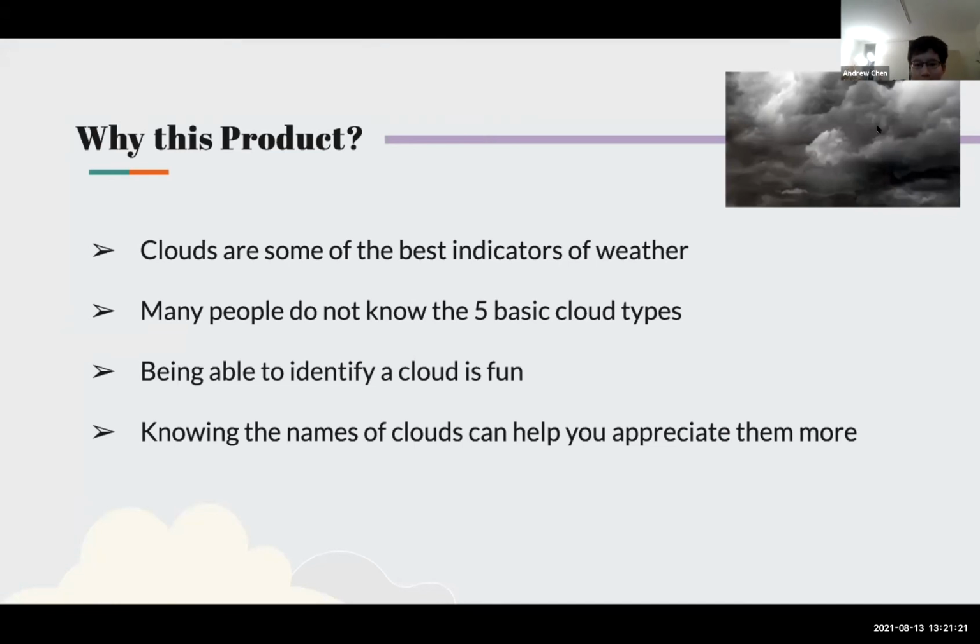Next, many people simply don't know about the five basic cloud types. I'm sure we've all learned about this in 2nd or 3rd grade, but getting back to knowing it is part of the fun and also helps you appreciate it because you know the name of it, and being able to identify the cloud is also part of the fun. Lastly, knowing the names of the clouds can help you not only appreciate them more, but also know about the other 5, because there can always be a subset of them. And there's 10 clouds total, all of which branch from the 5 main clouds, and they can all be identified.